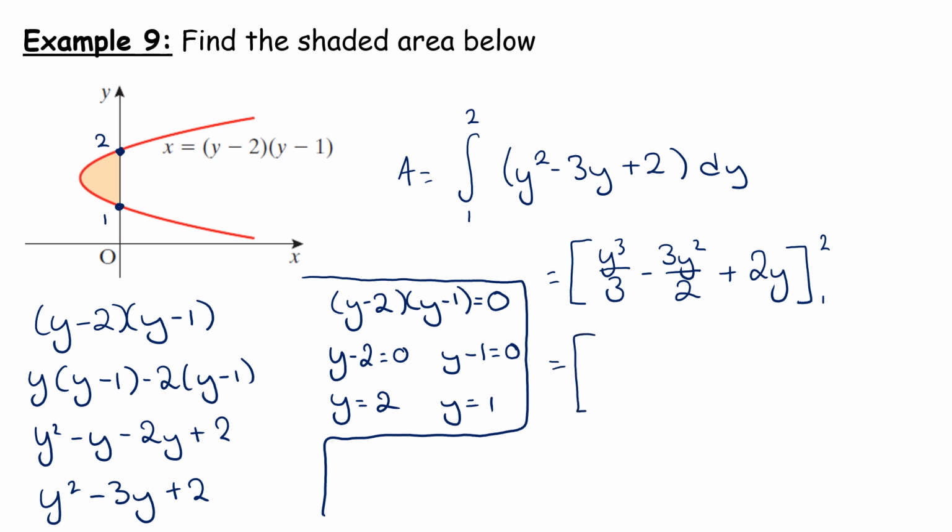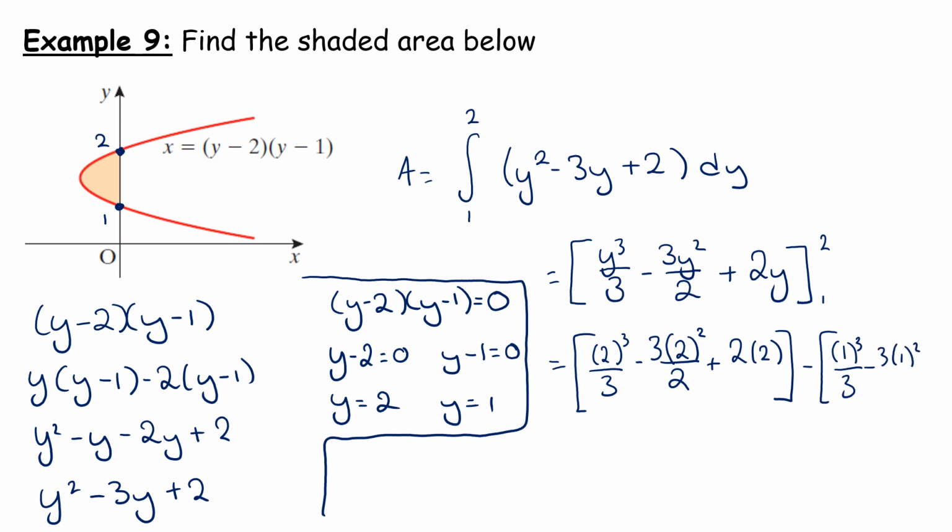So we sub in 2 first, so 2 cubed divided by 3 minus 3 squared over 2 plus 2 times 2, that gives me my first bracket, minus, we do exactly the same thing, but we're subbing in a 1 cubed over 3, minus 3 times 1 squared over 2, plus 2 times 1.